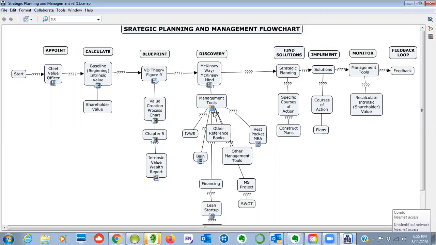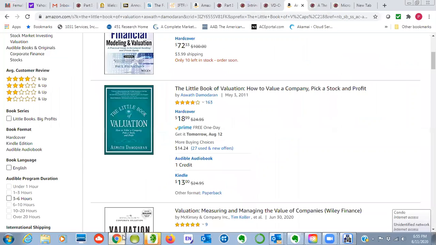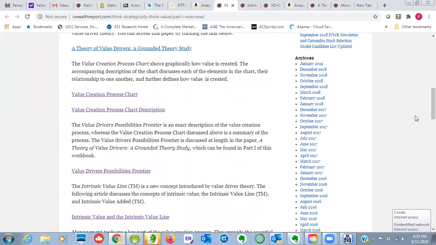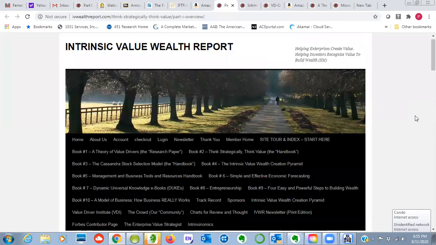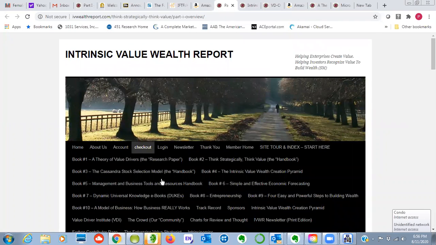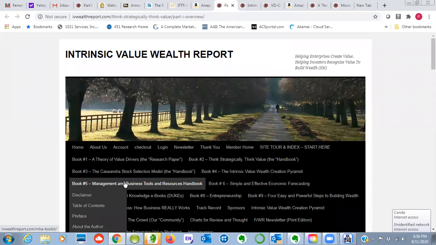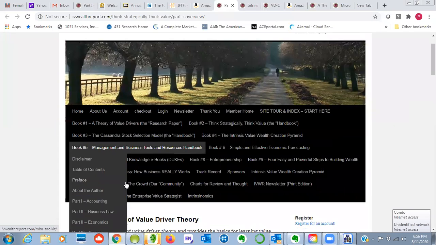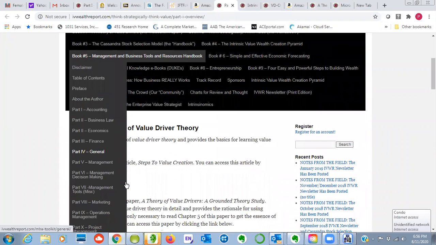Now the management tools. I don't know if I showed you guys, but let me show you now. My computer's getting, oh, there we go. Okay, back in book number, I'm sorry, hold on. Part 1, book number 2. I'm sorry, Intrinsic Value Wealth Report. This section here, book number 5, which is Management and Business Tools and Resources.